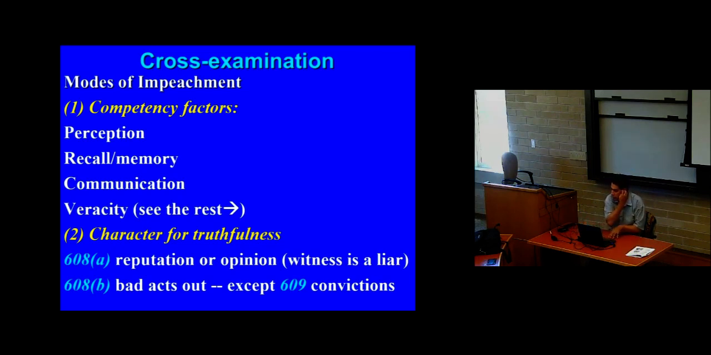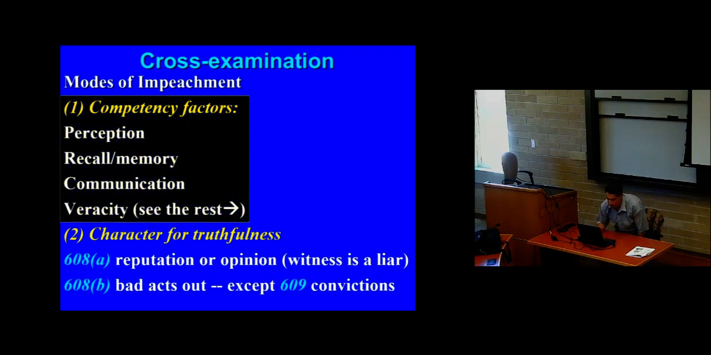And we can use reputation or opinion as to their truthfulness, or a specific instance of conduct, but no extrinsic evidence of a specific instance of conduct unless it's a former conviction. Then we could use extrinsic evidence of the former conviction if we satisfy Rule 609, but that former conviction only goes to their character for truthfulness, not to their general character. All right, so the competency factors are an area.